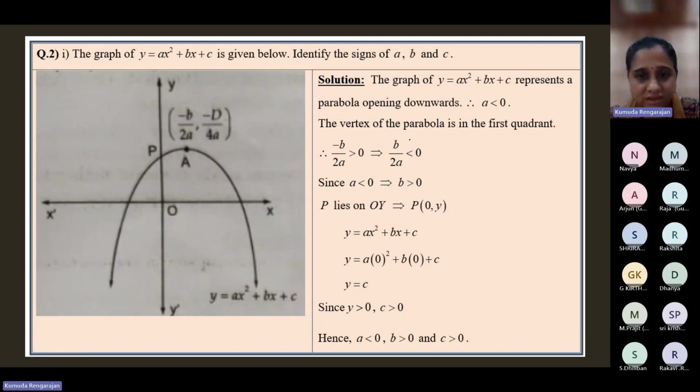So what I'm saying corresponds to this explanation, whatever you see on the screen. But when it's greater than 0, I'll be saying positive. When it's less than 0, I'll say negative.